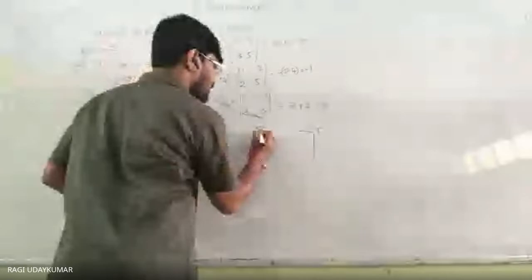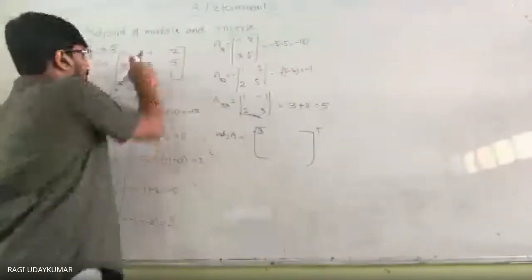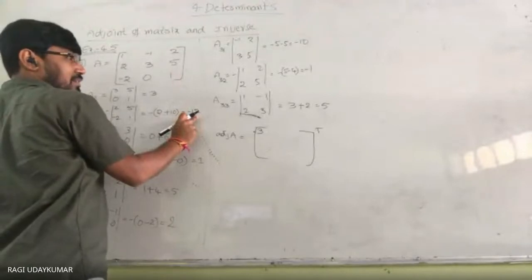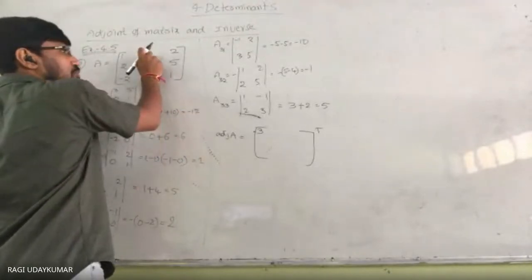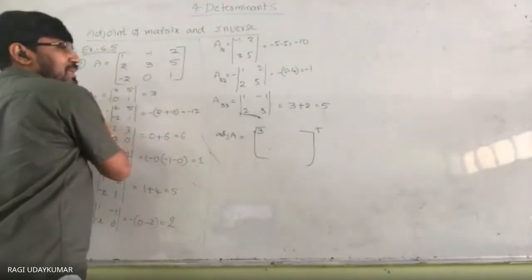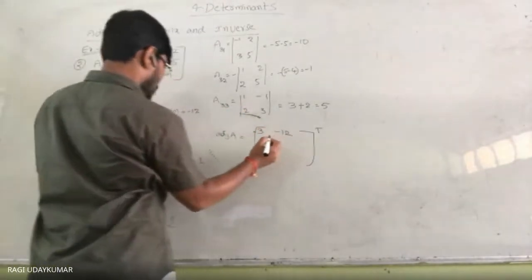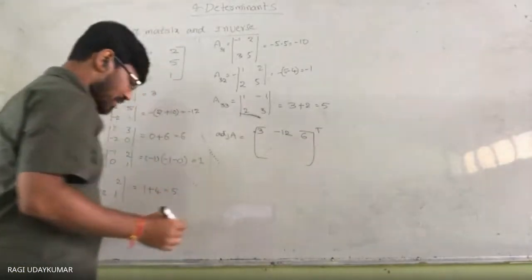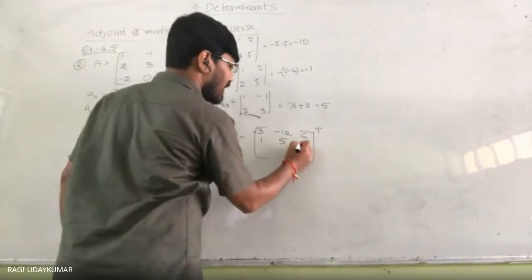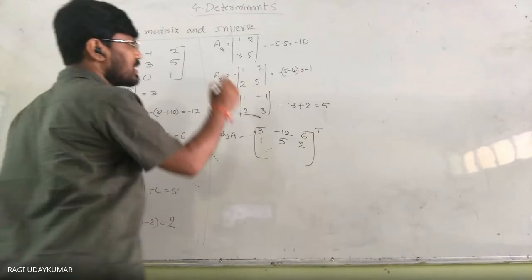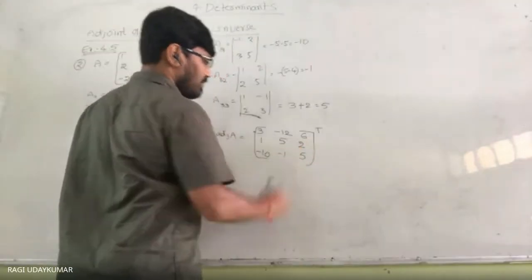This should be replaced with its cofactor. The cofactor of small a12, that's why capital A12 is written here. So that is minus 12. Next plus 6, 1, 5, 2. Next minus 10, minus 1, 5.